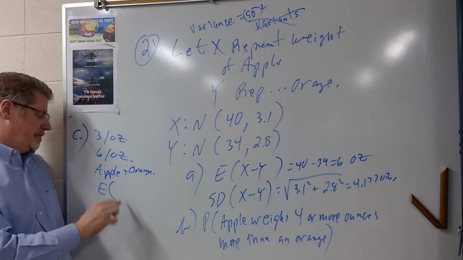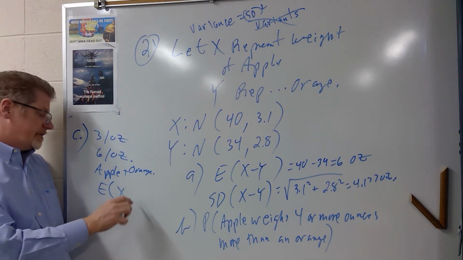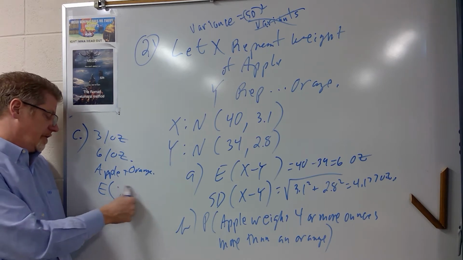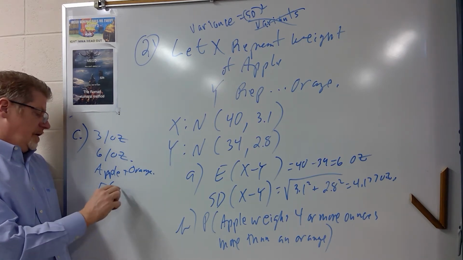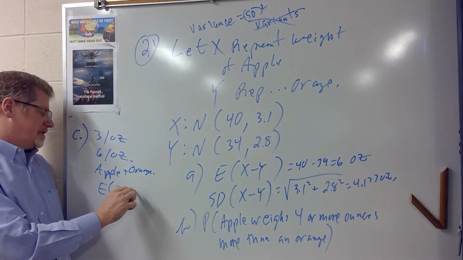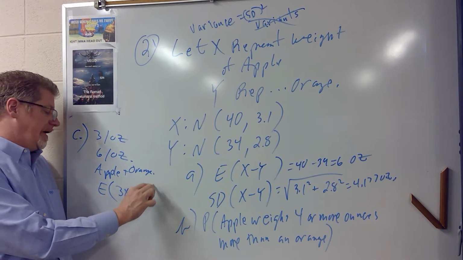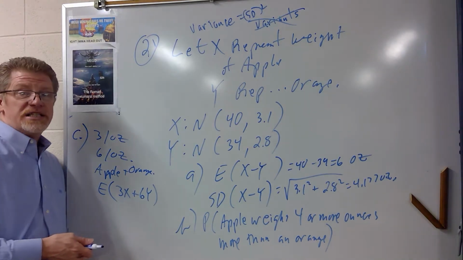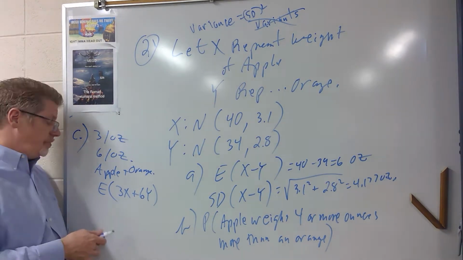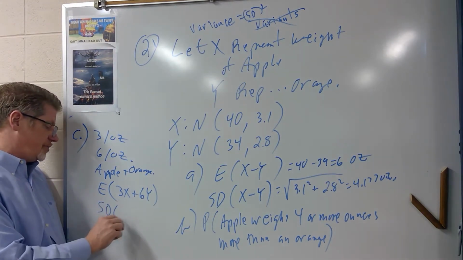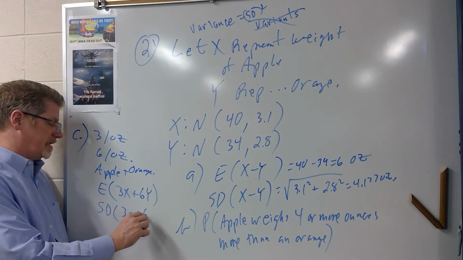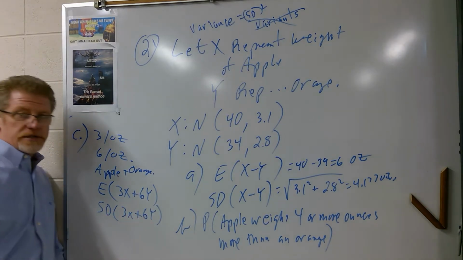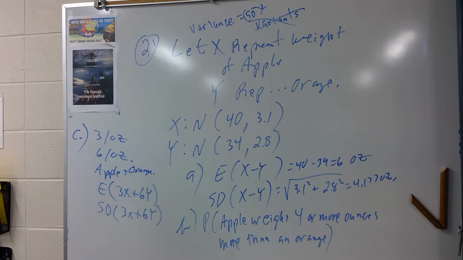So, selling one of each. So what's the expected? It's basically 3x plus 6y is the revenue model, correct? So what's the expected revenue and what is the standard deviation of 3x plus 6y? And so I'm going to press pause and go ahead and find those.